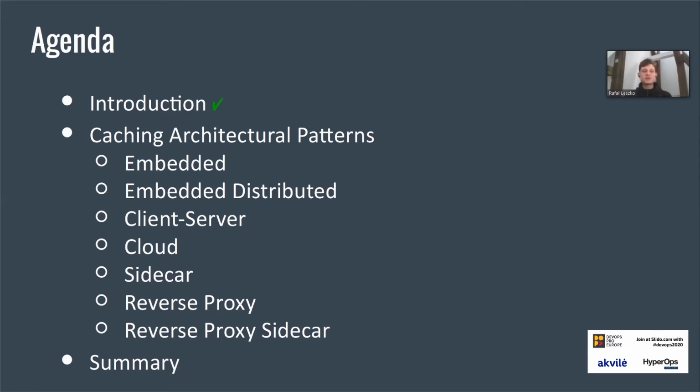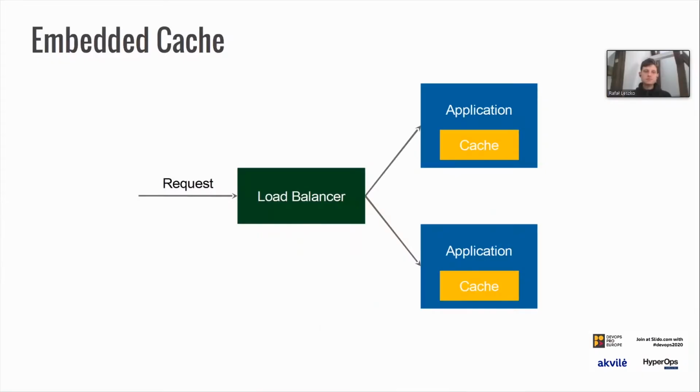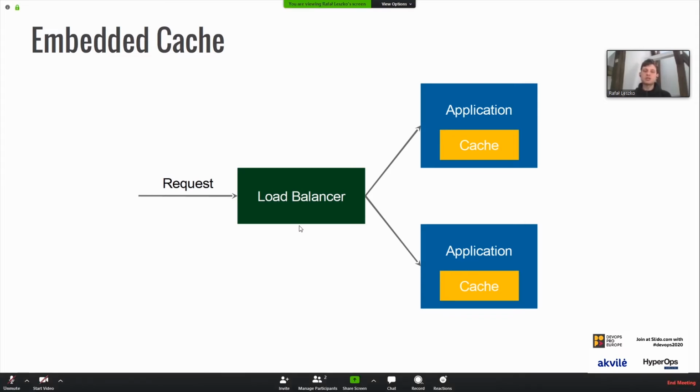The first pattern is the simplest one, the embedded cache. That is the diagram for embedded caching. It is pretty simple. A request goes to our system. It goes to the load balancer. It's forwarded to one of the application services. And inside the application service, we have a cache. The application checks if the value is already in the cache. If yes, return the cached value. If no, do some computation, put it into the cache, and return to the requester.